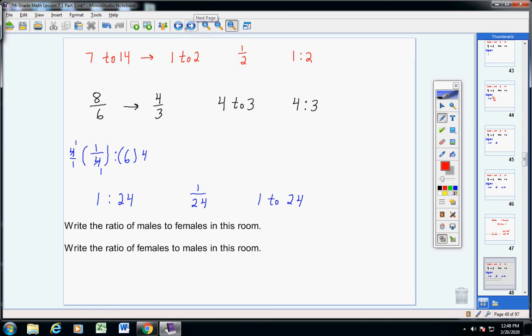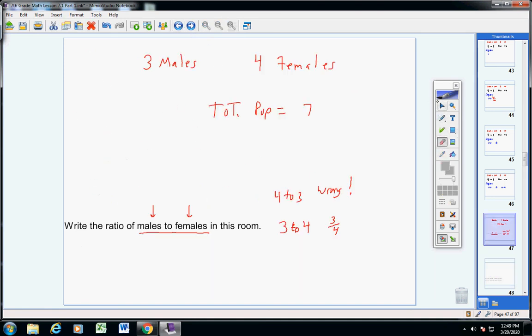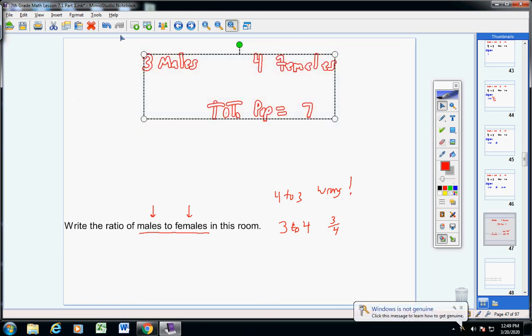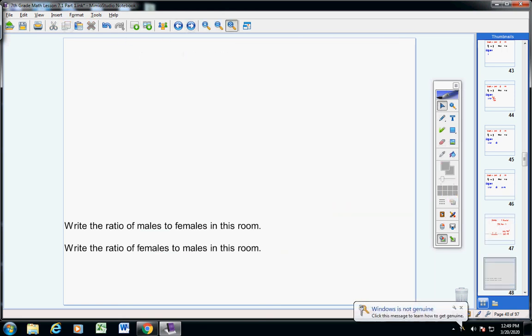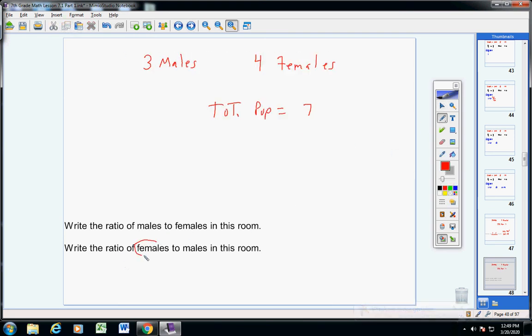Let's try another one. Actually, let me go back. Let me copy this so we have it. And here we go. Alright, so now write the ratio of females to males. So females came first, that's 4. Males came second, that's 3. So you could write it like this, or you could write it like this, or you could write it like this. Alright, let's try another one here.